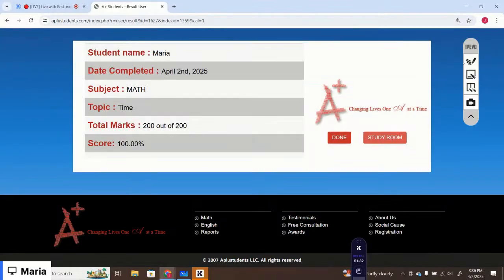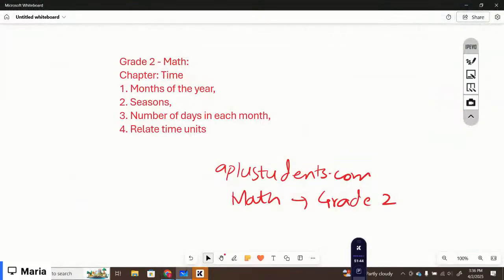Okay, we are done with the lesson. So we were working on grade 2 math. The chapter we're working on is time. The lessons we have covered today are months of the year, seasons, number of days in each month, and relate time units. So please make sure before the next session you complete all the practice questions for the lessons we just did. That is your homework until the next session.